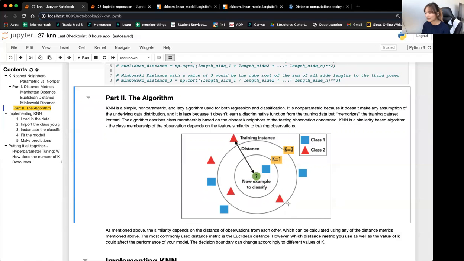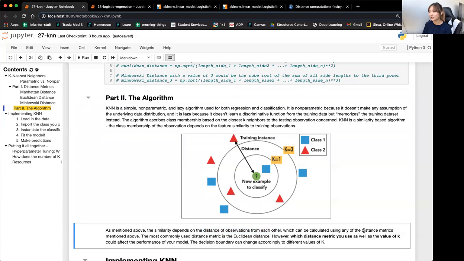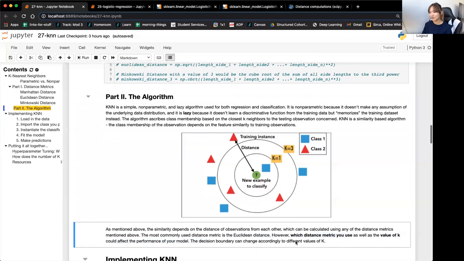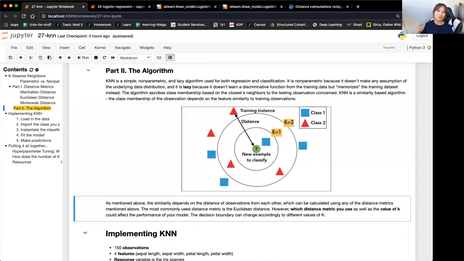Cool. So similarity does depend on the distance of observations from each other, which can be calculated using any distance metric that exists in SciPy, actually. The most commonly used one is Euclidean, and which distance metric you use, as well as the value of k, will affect the performance of your model. And so the decision boundaries will change accordingly for different values of k.